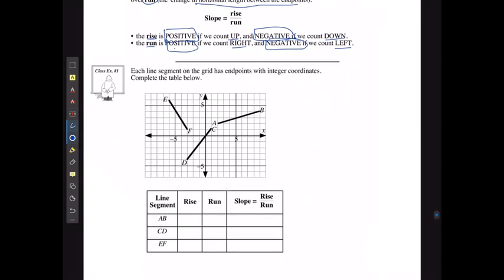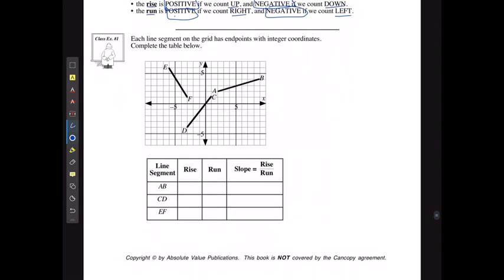So, if we're looking at the examples we have here, each line segment on the grid has endpoints with integer coordinates. Complete the table below. If we're looking at line segment AB, we're looking at this line segment here. It wants to know what the rise is, which means that going from point A to point B, how much did I increase my y values? Well, to get up there, I had to go up by 2 from where A was up to where B is.